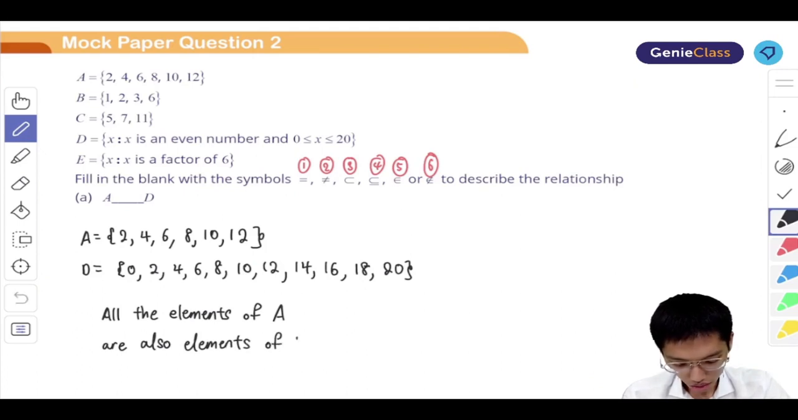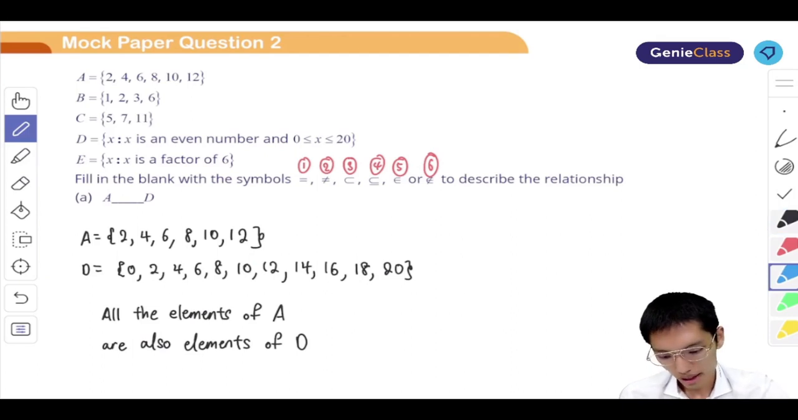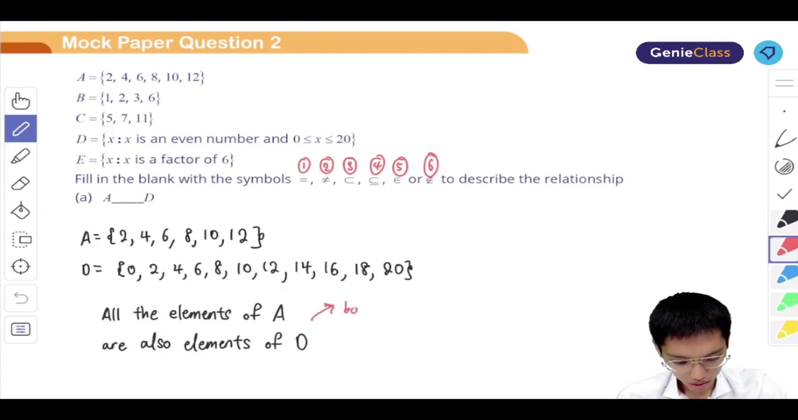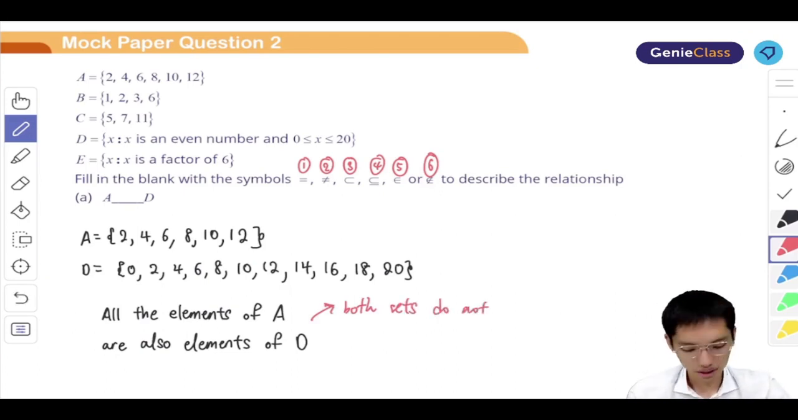And let's take a look. Do they contain the same number of elements? Yes or no? Take a close look. It's quite straightforward, right? D has more elements, so let's take note: both sets do not contain the same number of elements. Just some keywords for you to take note. Very good, Elizabeth. Both sets do not contain the same number of elements.